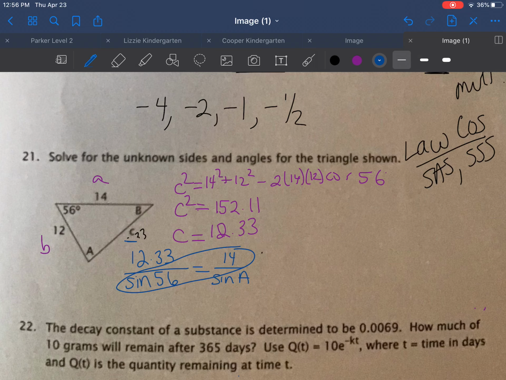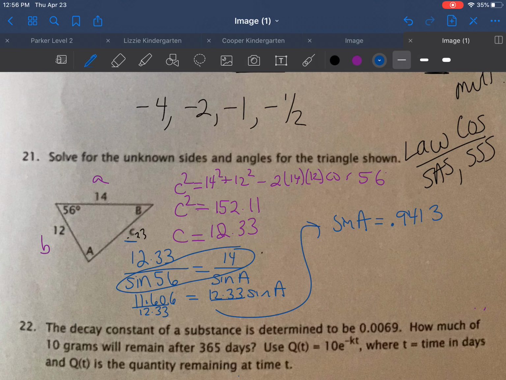11.606. That is equal to 12.33 times the sine of A. We're going to divide by 12.33. So that tells me that sine of A equals 0.9413. In order to figure out what A is, we're going to find the inverse.